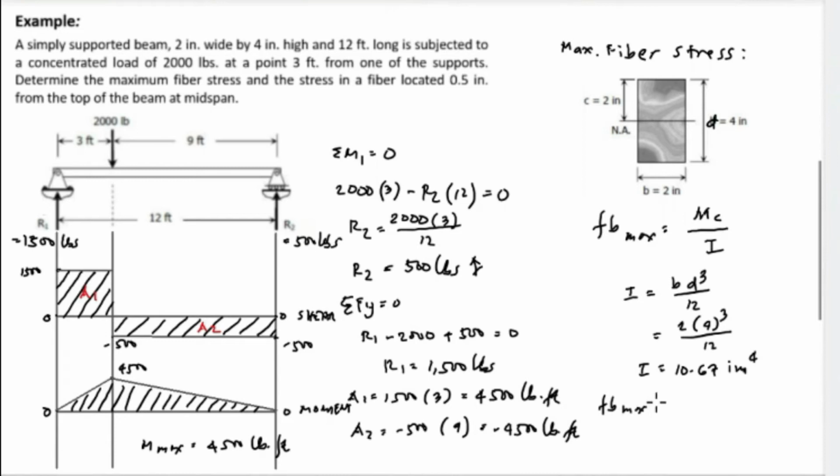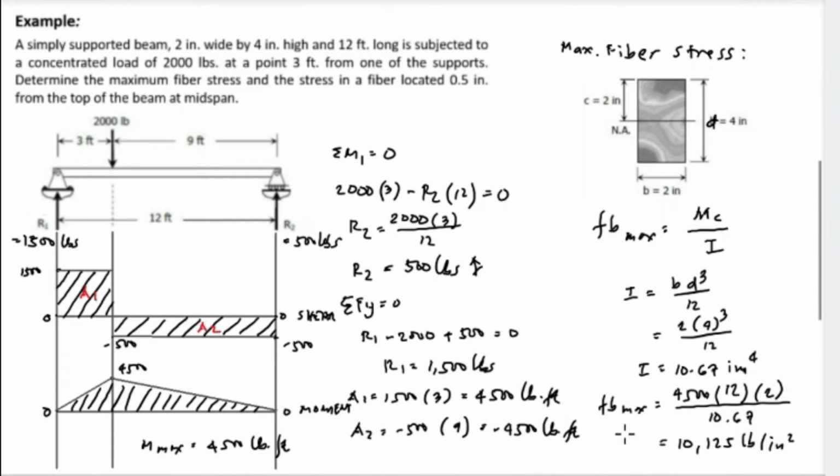F sub B maximum is equal to M, which is 4,500, and the unit is pounds foot, and we convert feet to inches, which is multiplied by 12. So this will be 4,500 times 12, or the unit is pounds inch, and multiplied by the C, which is equivalent to 2 inches. We divide by I, which is 10.67. And the maximum value for bending stress is equivalent to 4,500 times 12 times 2 and divided by 10.67. The value is equivalent to 10,125, and the unit is pounds per inch squared.